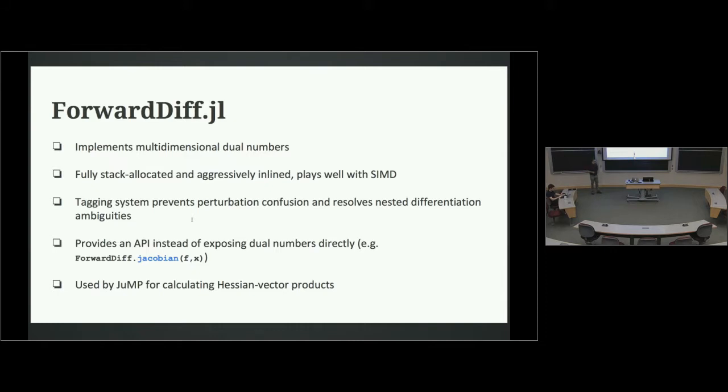And we've seen some speedups like 4x or so, just from that, basically for free, because LLVM's auto-vectorizer pass is able to just turn instructions on dual numbers into SIMD instructions, which is pretty cool. It provides an API instead of exposing dual numbers directly. It's pretty simple.